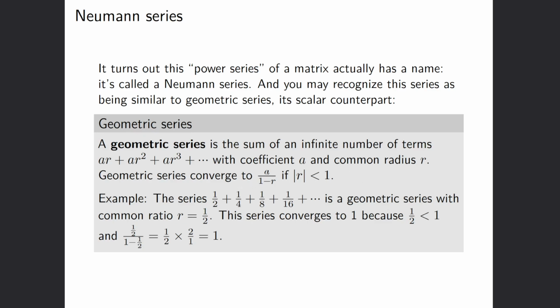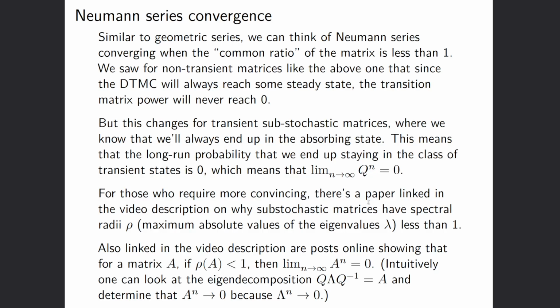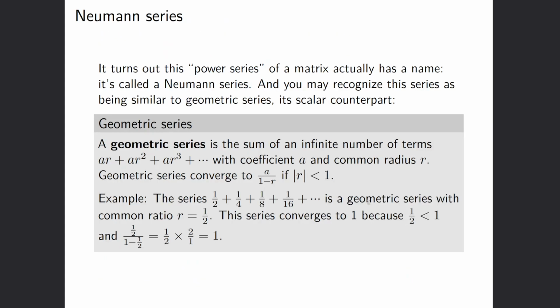And we have this formula A over 1 minus R if the magnitude, the absolute value, of the common ratio is less than 1. And this series ends up converging to this value. This is a well-known result in geometric series. If you want to look at the proof of this, I don't think I really go into depth on why that is, but there are plenty of videos on YouTube that do, so go ahead with that.